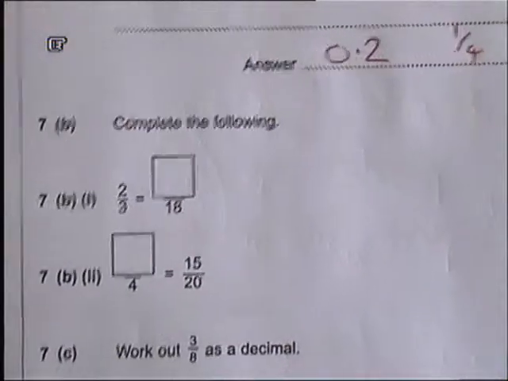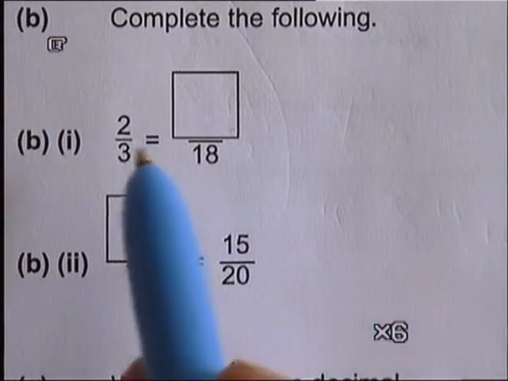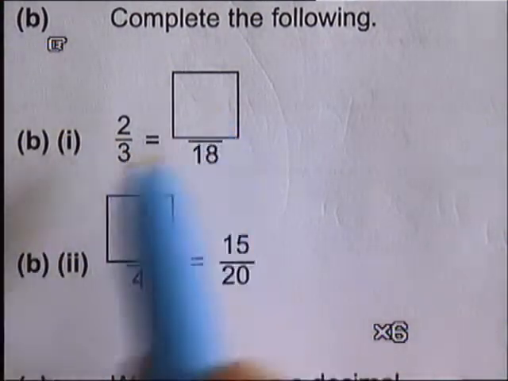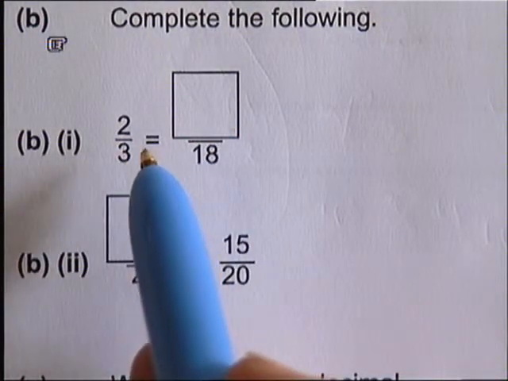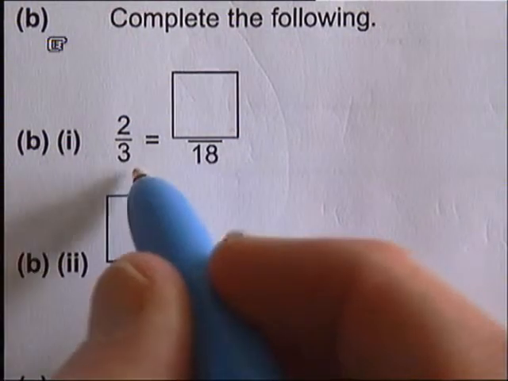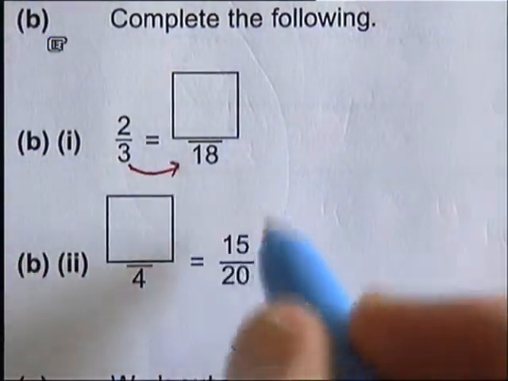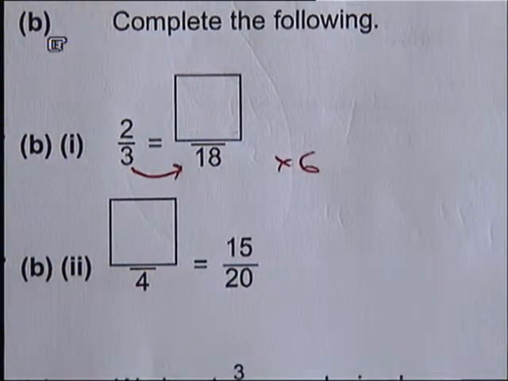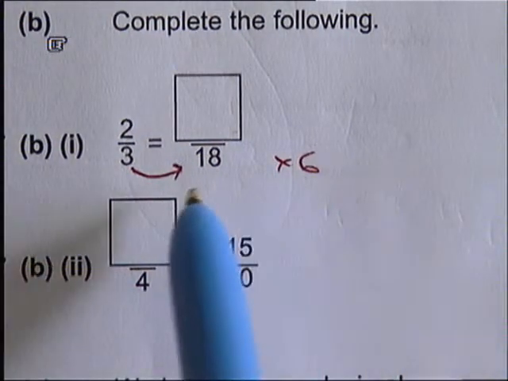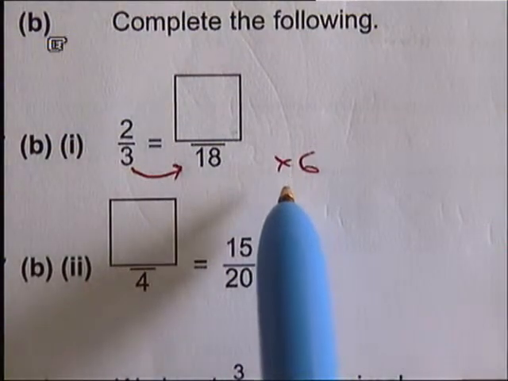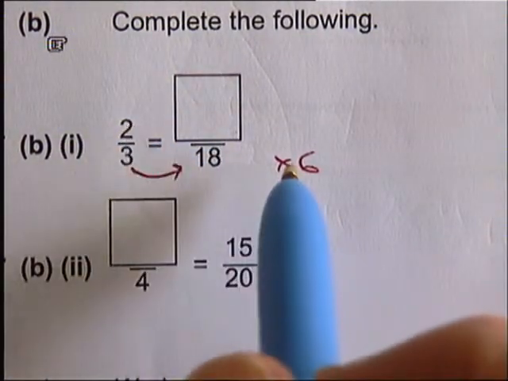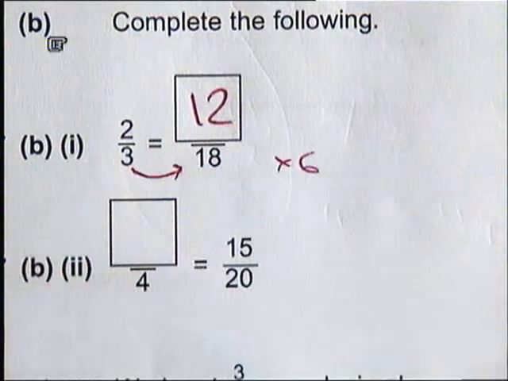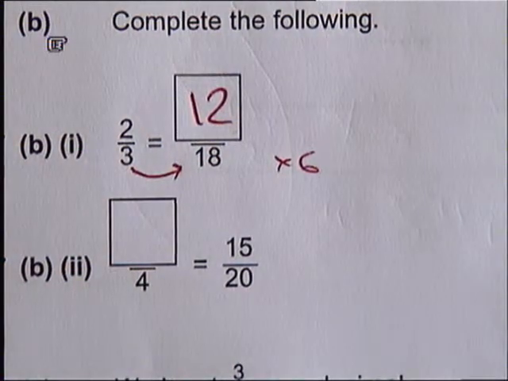Part B, complete the following. We're now moving on to fractions only. We've got two fractions here, with a mystery number up here, and these fractions are supposed to be equal to each other. Well, look at what they've done to the bottoms. To get from there to there, they have timesed the bottom number by 6. 3 times 6 is 18. So if they've timesed the bottom by 6, do exactly the same to the top. 2 times 6 is 12, and that is the mystery number up there.